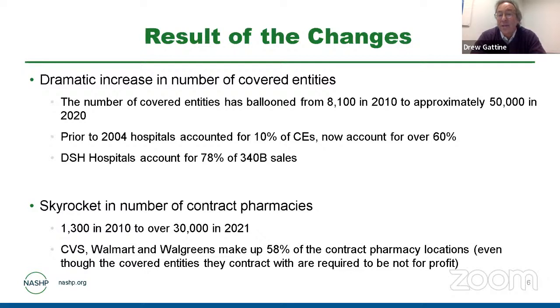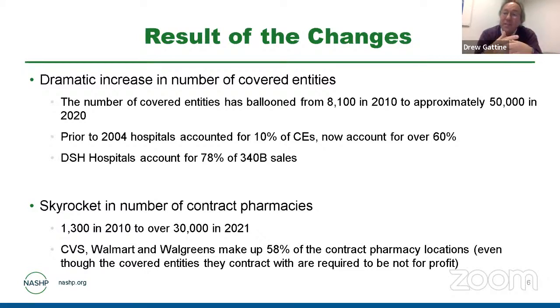Hospitals accounted for 10% of covered entities prior to 2004 and now account for over 60% of covered entities. And the actual dollar value of the sales related to hospitals has gone up and is now 78% just for DSH hospitals. And obviously the changes in the ability of covered entities to use contract pharmacies has led to significant growth in the number of contract pharmacies. You can see that number there from 1,300 in 2010 to over 30,000 in 2021.